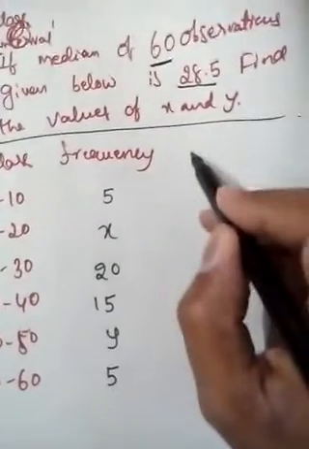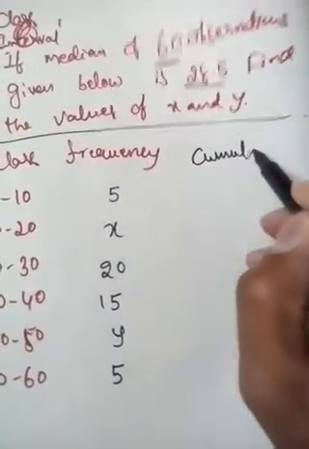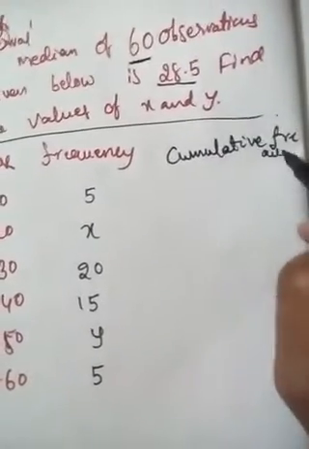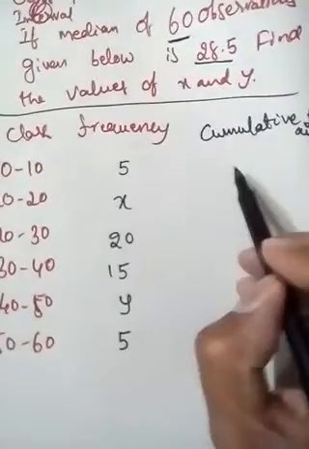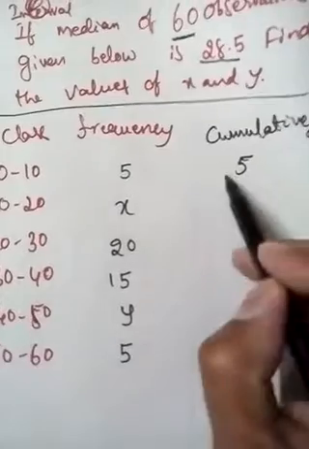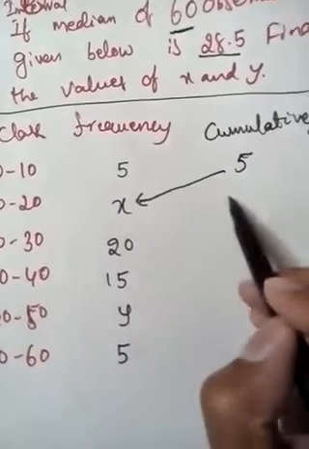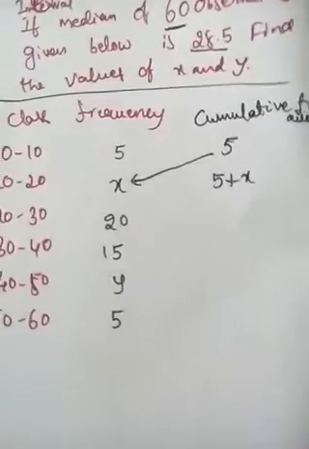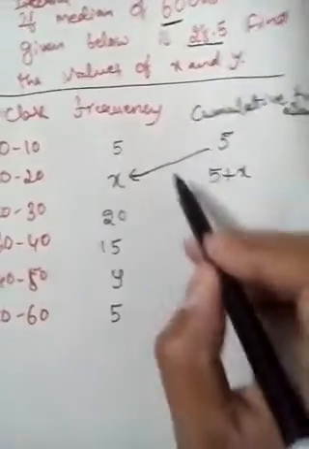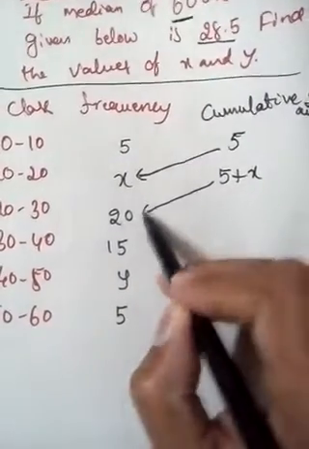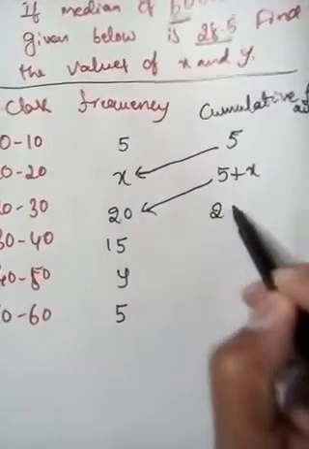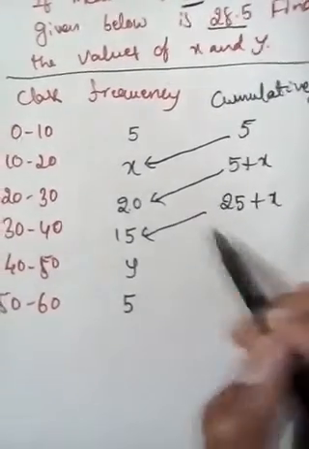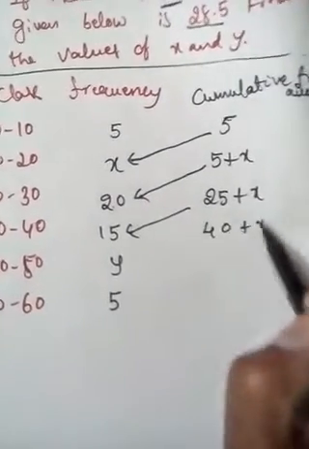So now we have to find the cumulative frequencies. Cumulative frequency or less than cumulative frequency, both are the same. First we write the first frequency, 5. By adding these two, 5 plus x. It is 5 plus x only, not 5x, because you don't know the x value. Next, 5 plus x plus 20 means 25 plus x. Next, 25 plus 15, 40 plus x.